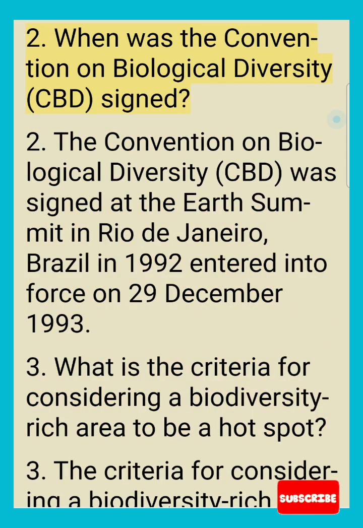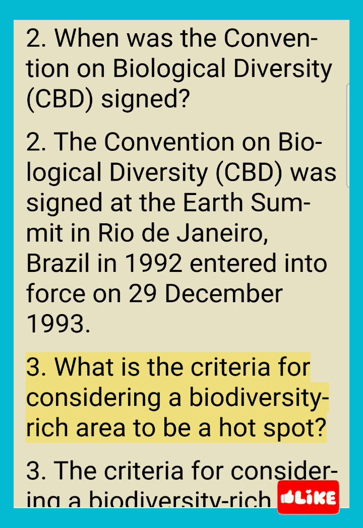2. When was the Convention on Biological Diversity, CBD, signed? The Convention on Biological Diversity, CBD, was signed at the Earth Summit in Rio de Janeiro, Brazil in 1992, entered into force on the 29th of December 1993.